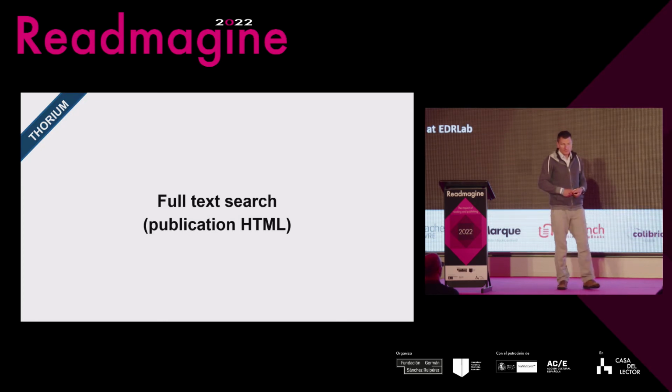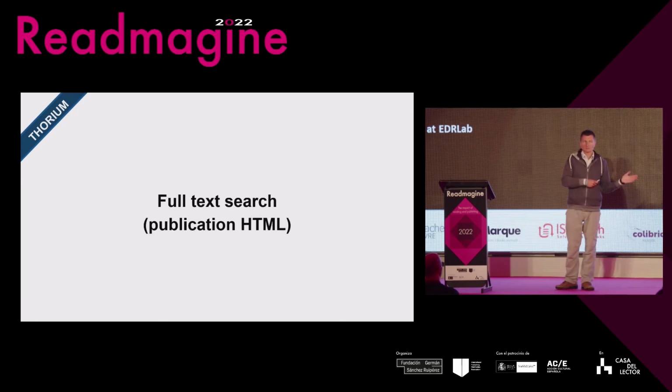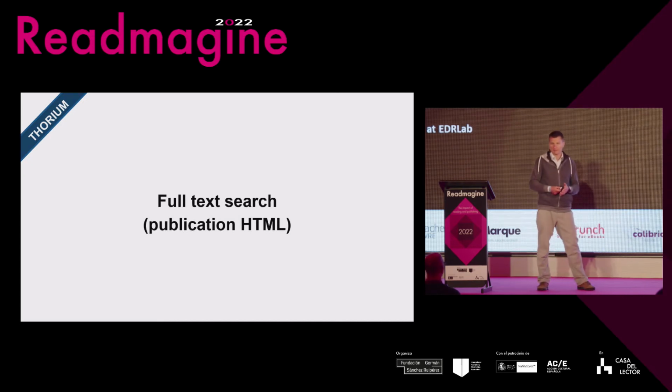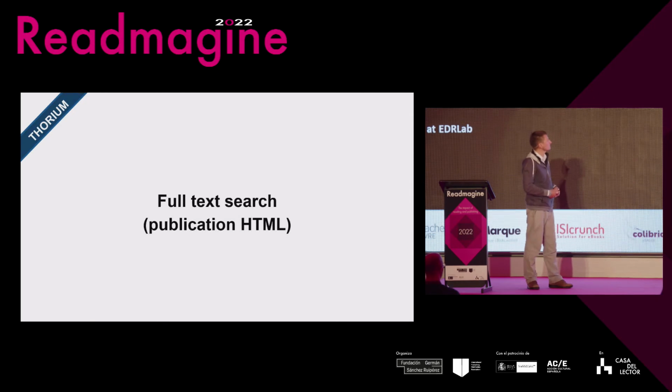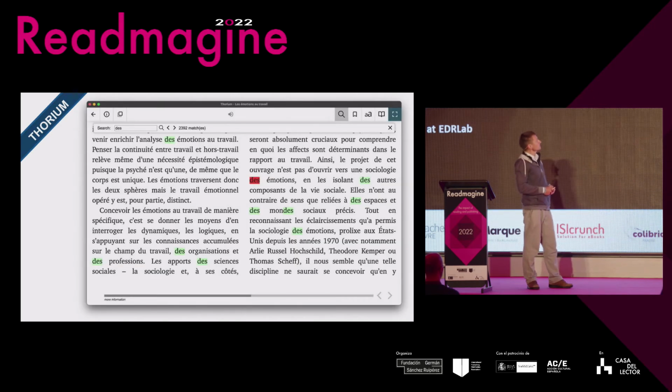In Thorium, we have full text search, by which I mean a publication will have multiple chapters. Each one of these chapters is an HTML document, and we have a built-in search feature for this. That's how it looks. So Control F, your typical keyboard shortcut. I start typing, press Enter, or click the search button, and here I have 2,400 matches for the French word DES, okay?